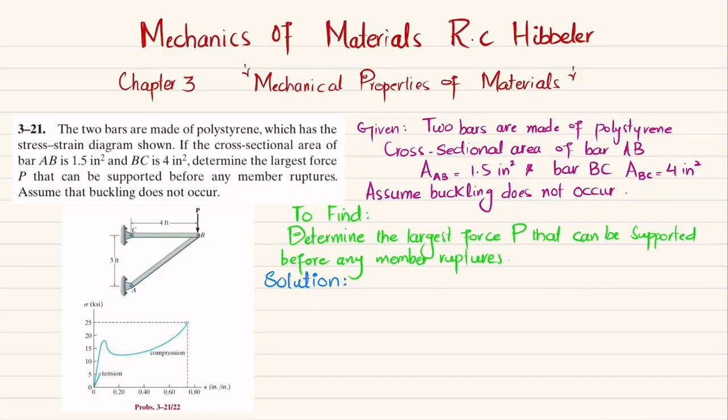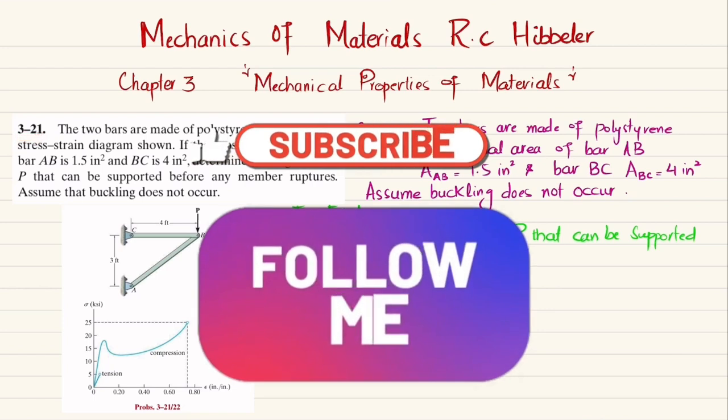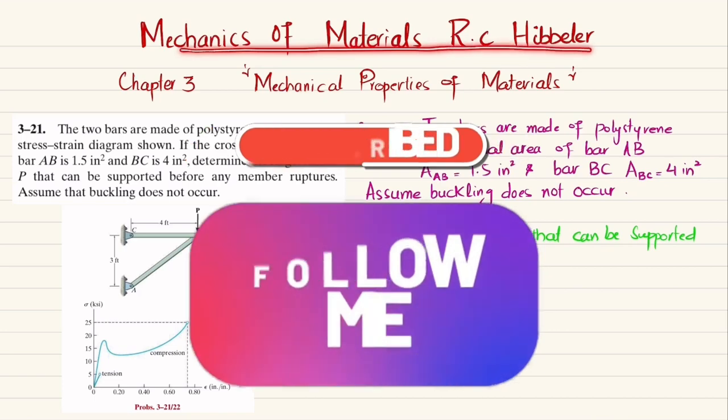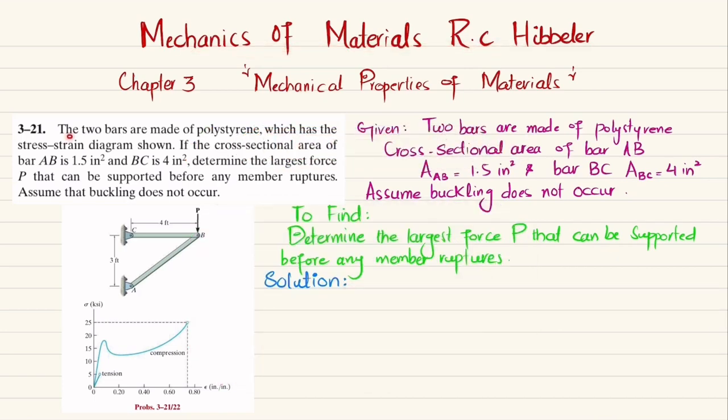Welcome back. Problem 3-21. This problem is taken from chapter number 3, Mechanical Properties of Materials, and the book name is Mechanics of Materials by R.C. Hibbeler. The statement is: the two bars are made of polystyrene, which has the stress strain diagram shown. If the cross-sectional area of bar AB is 1.5 square inch and BC is 4 square inch, determine the largest force P that can be supported before any member ruptures. Assume buckling does not occur.